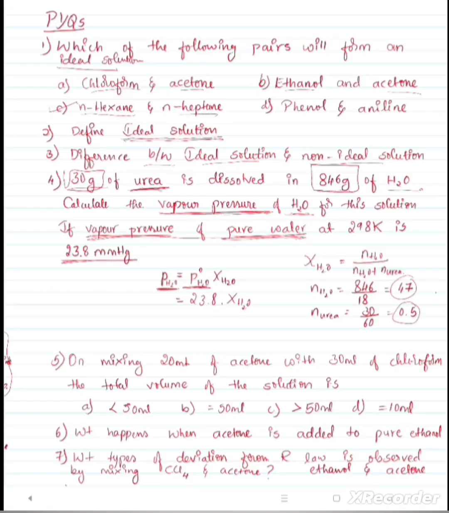If you apply these two values into this formula, you can calculate and you will get 0.99. We got the mole fraction of water. That one we can apply here: 23.8 times 0.99. So we'll get 23.5 mmHg. So this is the vapor pressure of water. Got it?